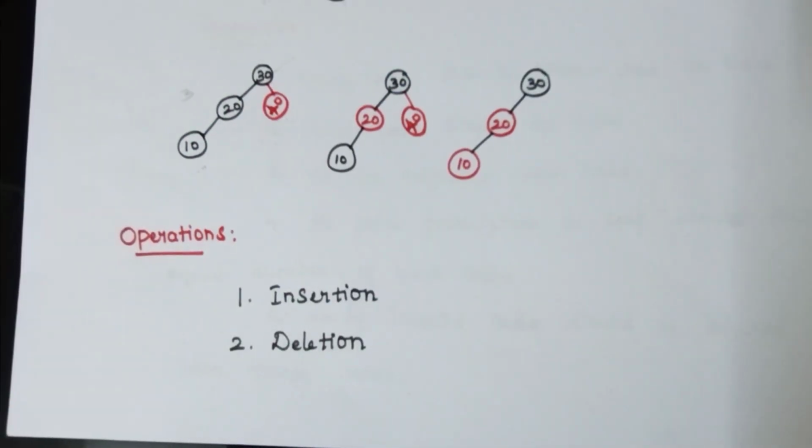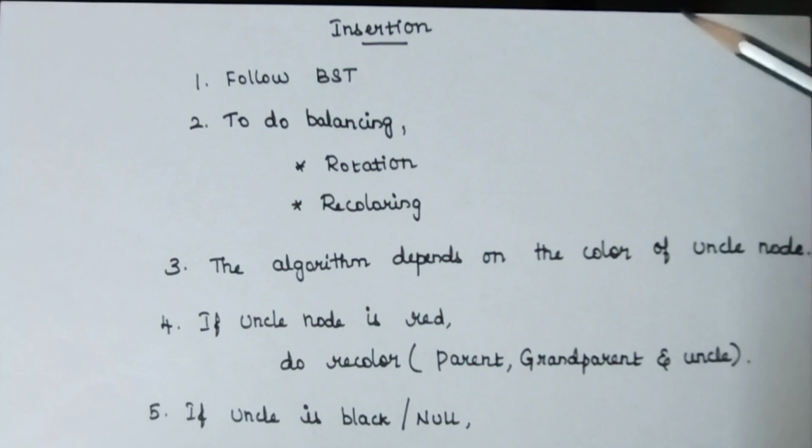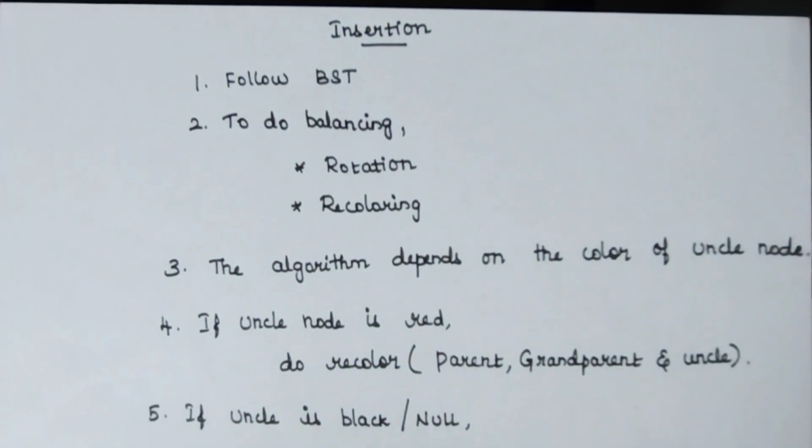Then what are all the operations we can perform with red-black tree? So the 2 major operations that we do are insertion and deletion. So we'll see how insertion happens in red-black tree. And for performing the insertion operation, we need to follow these steps. So what is the first step? You have to follow binary search tree to perform insertion.